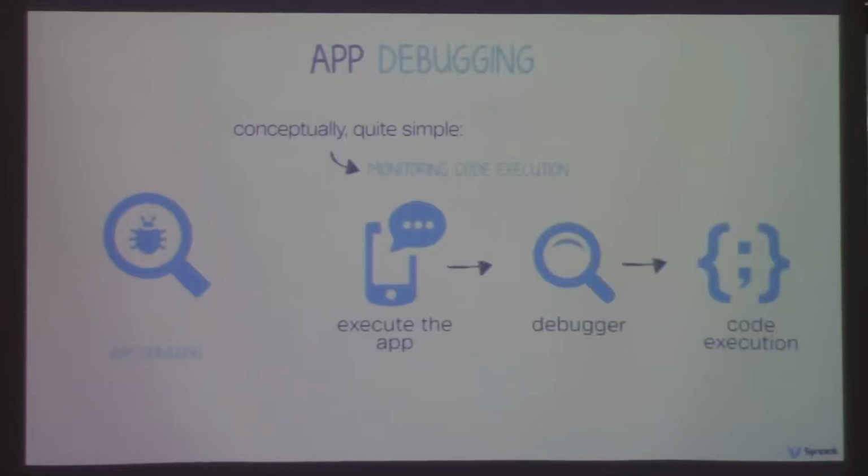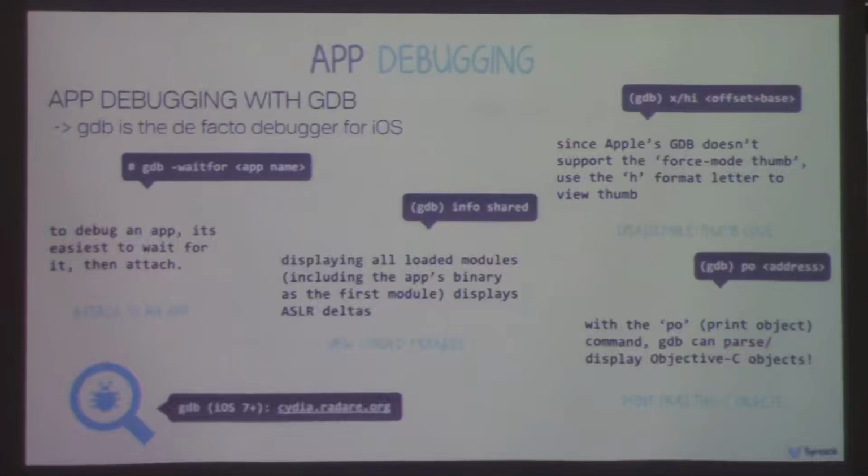So another dynamic analysis technique is debugging. Again, this isn't specific to iOS. Conceptually, again, pretty simple. You basically want to run the app under a debugger, and then you can single step through, set breakpoints, look at memory, poke around. So for debugging apps on iOS devices, you use GDB. So GDB is the de facto debugger. I think it's the only one that works, actually.